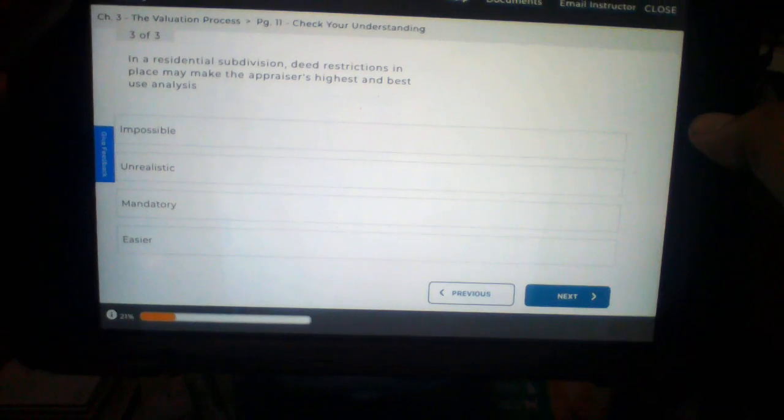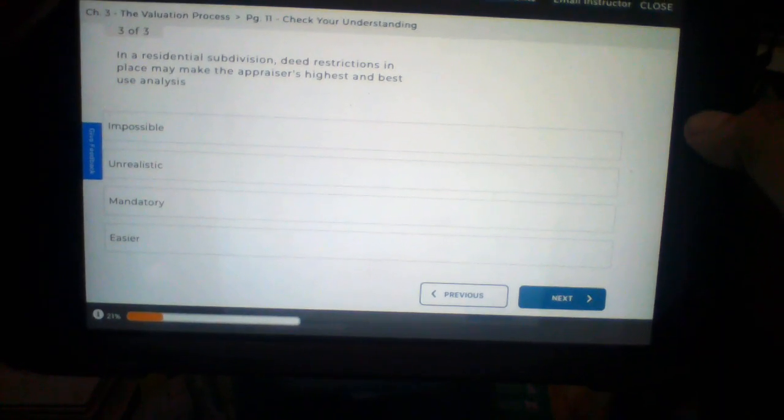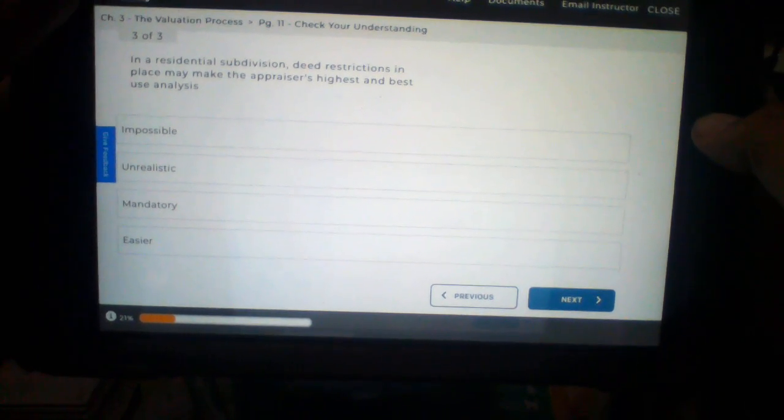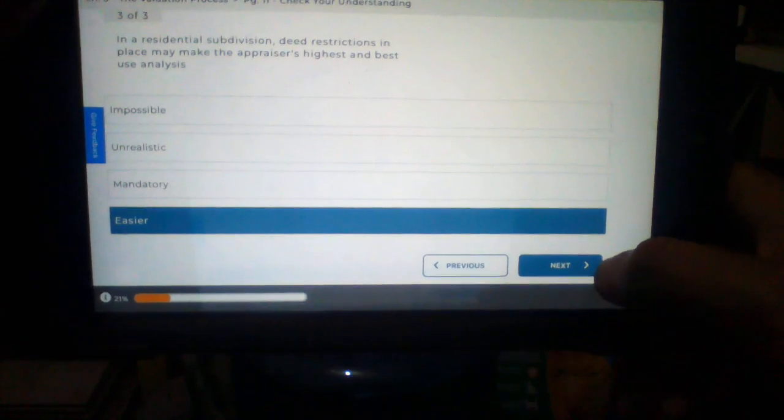And lastly, number 3. In a residential subdivision, deed restrictions in place may make the appraiser's highest and best use analysis A, impossible, B, unrealistic, C, mandatory, or D, easier. I think it's between mandatory and easier. It's kind of like they're both right. I'm going to go easier. I'm not 100%, but I think if it's not that, it's probably mandatory.